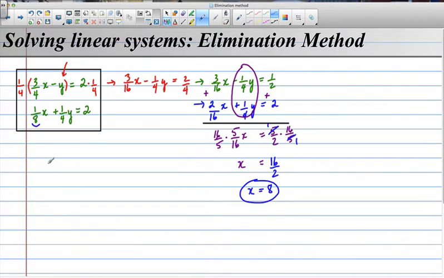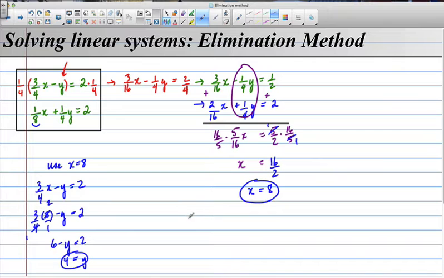Wow, let's use that and plug in. So 3/4 times 8 minus y is equal to 2. And here we have a common factor of 4. So 6 minus y equals 2, and y is equal to 4. And the solution is 8, 4, which is exactly what we just got. Good for you if you saw that.